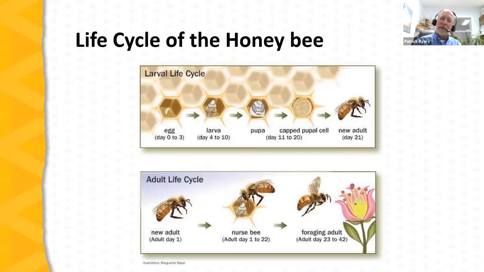And then from that point on, they become foraging adults if it's during the nectar flow, during the time of the season when flowers are blossoming and producing nectar. And they will then be foraging adults that leave the hive, collect nectar and pollen, and return back to the hive with those important foodstuffs for the colony.